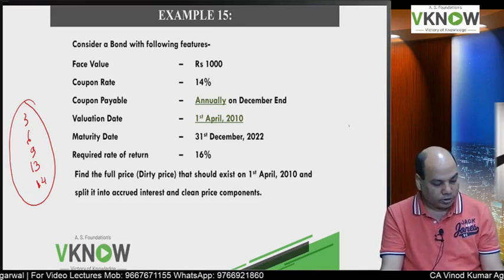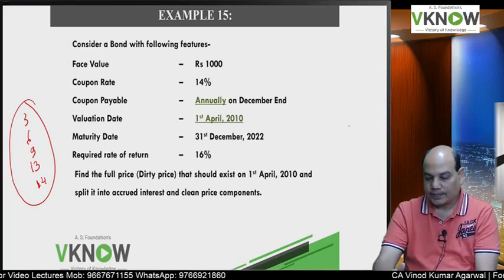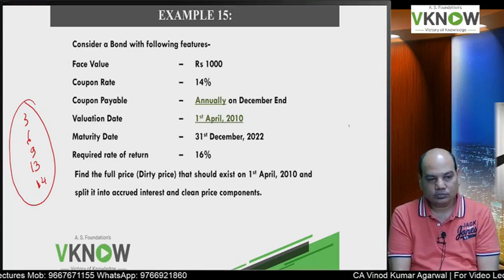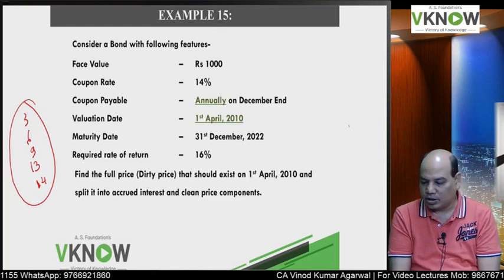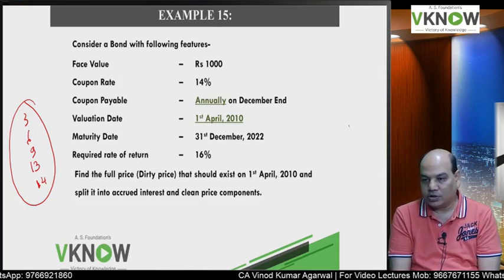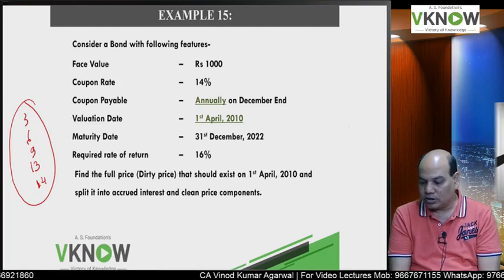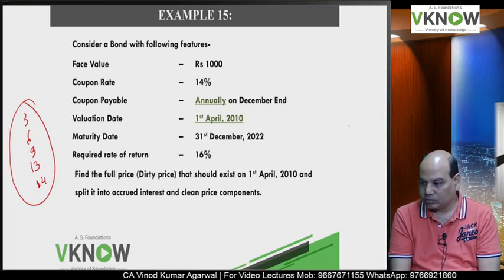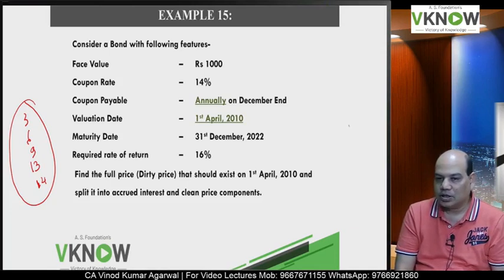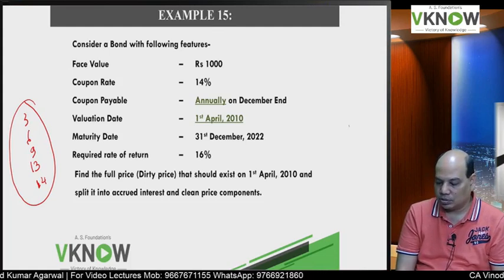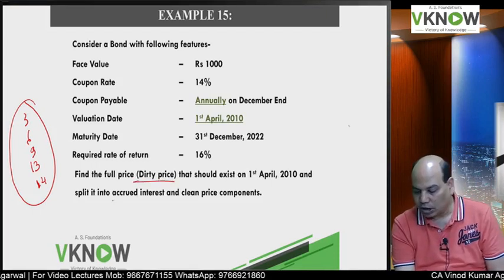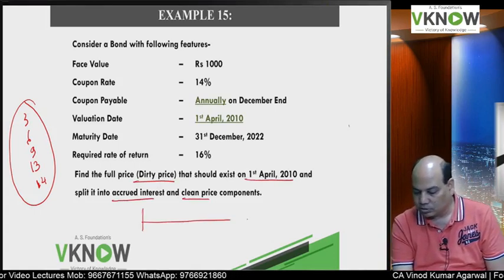So one question for today. Question number 15. Consider a bond with following features. Face value is 1000. Coupon rate is 14%. Coupon payable is annually on December end. Underline annually, underline December end. But the valuation date is 1st April 2010. Maturity date is 31st December 2022. Required rate of return is 16%, that is discount rate. Find the full price. Full price means dirty price that should exist on 1st April 2010 and split into accrued interest and clean price component. So you have to find dirty price, accrued interest and clean price on 1st April 2010.